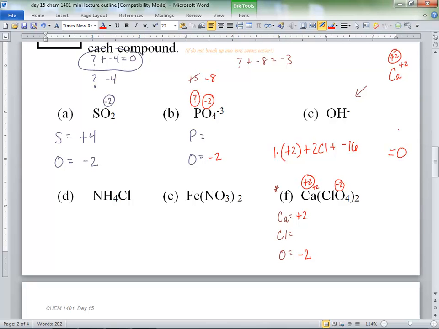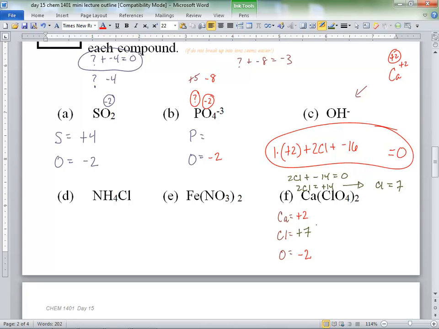Okay, so here's your equation that you have to solve to get chlorine. You have 2 chlorines. Let me write it down here better. I'm going to have 2 chlorines plus a negative 4. Well, I just added the 2 to the negative 16. I get a negative 14. Bring it over to the other side. I'll have 2 chlorines has to equal a positive 14. So that means chlorine has to be 7.